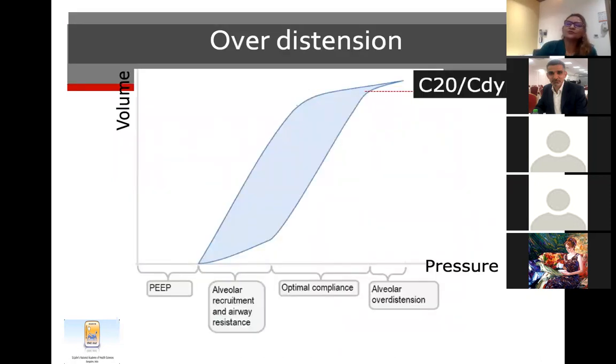And the other thing we should know is overdistension. Now, how do we look at the overdistension, which is very important? So this is the PEEP. This is the alveolar recruitment. This is the optimal compliance till here. But if you see this beaking, this is alveolar overdistension.